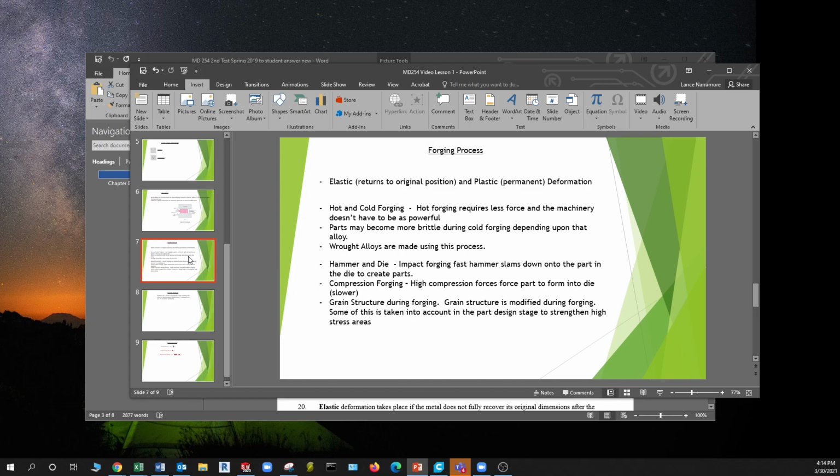Hot and cold forging. So we talked a little bit about extrusion on the last slide. So with forging, it's a similar process, but I know we watched a few videos on it. It's creating plastic deformation of a part. So you can do it with a hammer, you can do it with a giant roller, you can do it hot, you can do it cold.